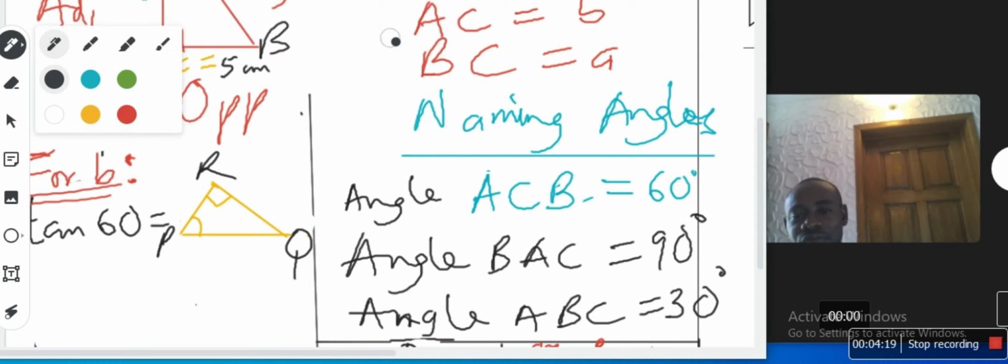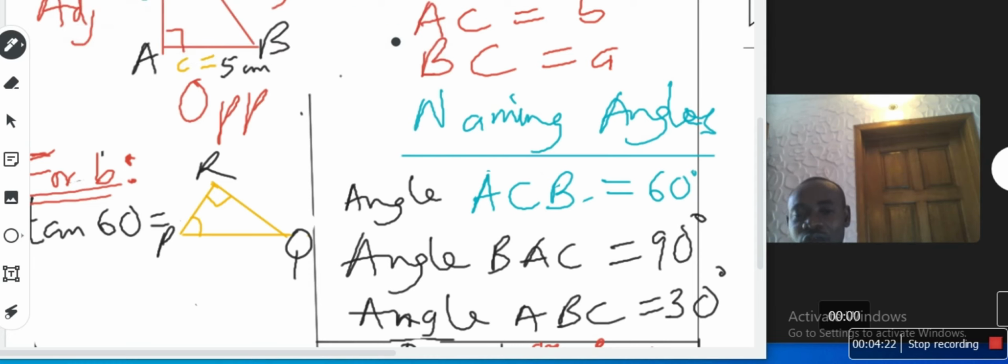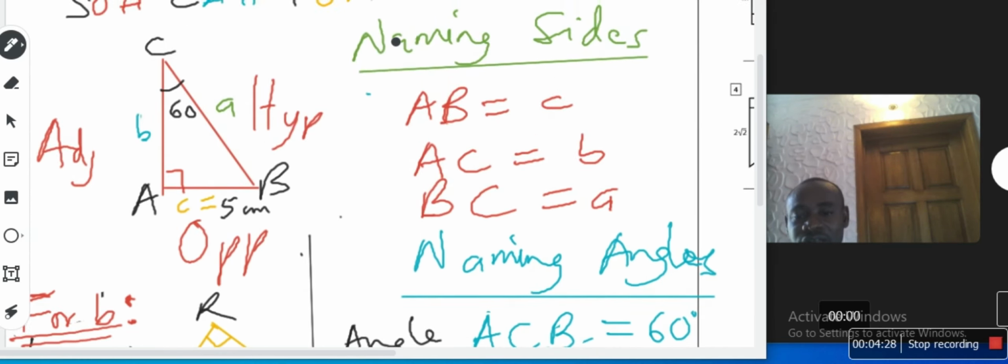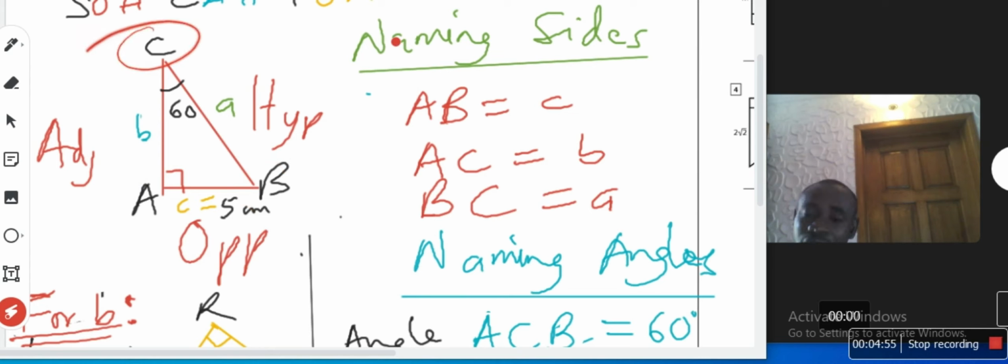Let me show you first of all. This is how we name sides. The side that is facing the angle is given a small letter. So angle A, then the side facing it is small letter a. Angle B, the side facing is small letter b. Angle C, the side facing is small letter c. We use capital letters for angles and small letters for sides.